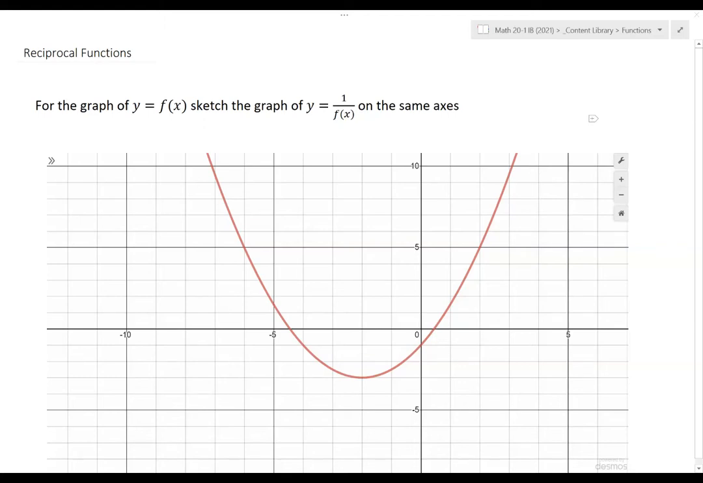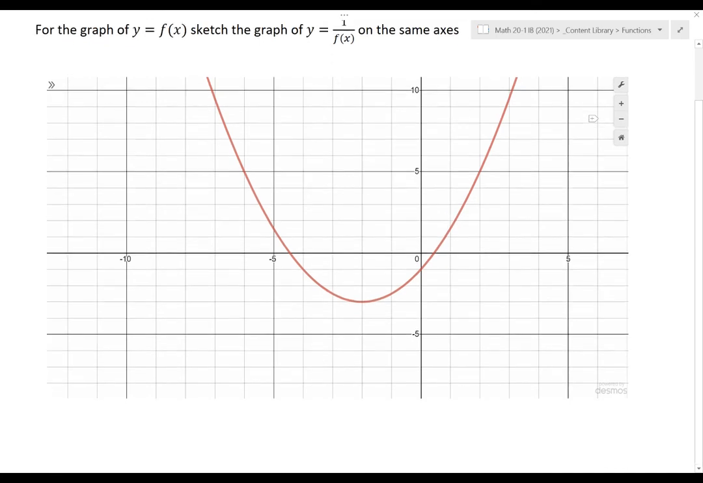In this video, we're going to look at how we can take the reciprocal of a function. So we're going to consider the graph of y equals f of x. In this case, f of x is a quadratic, but it really could be any function. The principles that I'm about to tell you would apply to anything. And using that, we're going to sketch the graph of the reciprocal of this. So in other words, 1 over f of x on the same axes.